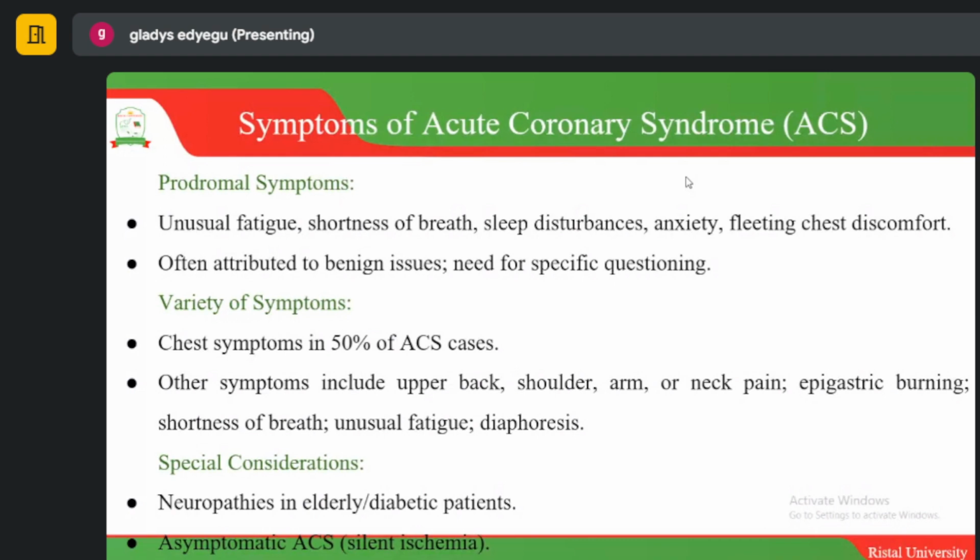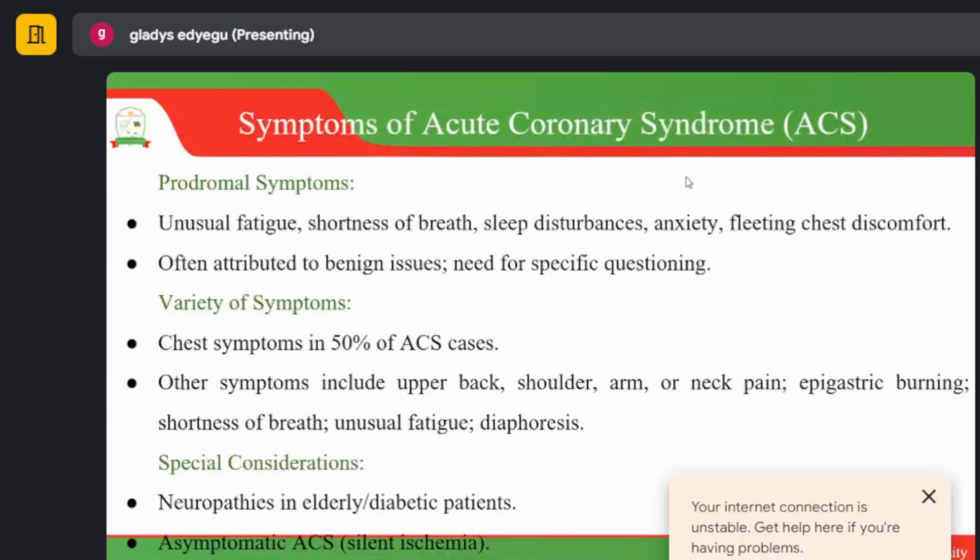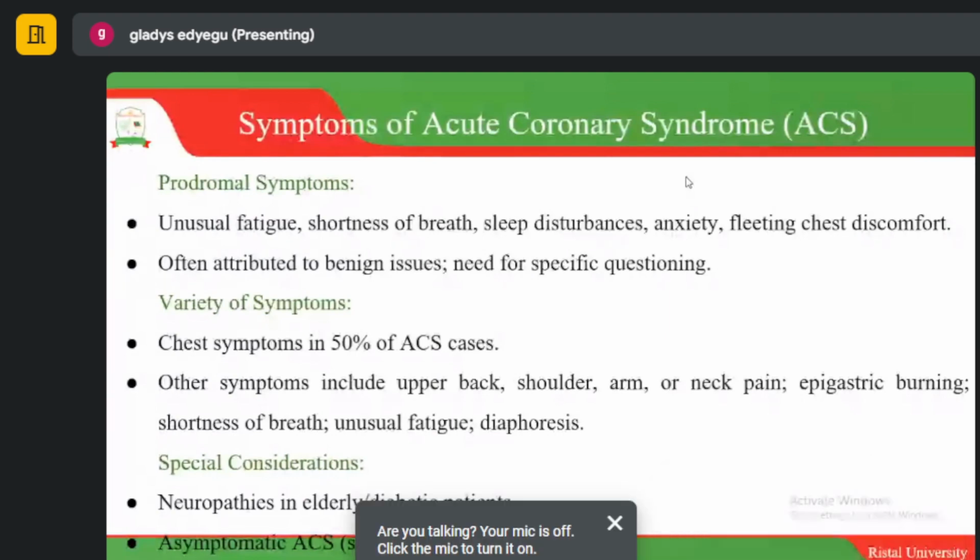So there is unusual fatigue, shortness of breath, sleep disturbances, anxiety, fleeting chest discomfort, and I remember we mentioned them in the previous slides. So they can come with those prodromal symptoms, and you may be able to understand this patient has ACS. Then often it is attributed to benign issues and they need specific questioning.